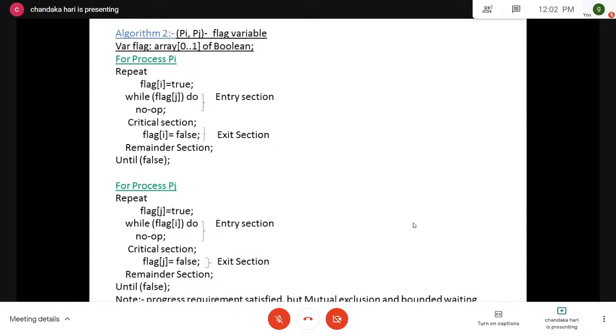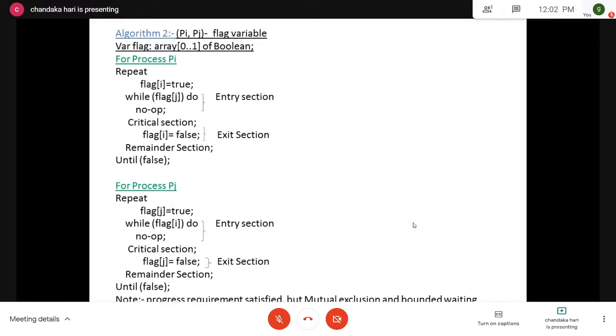Similarly, if process Pj wants to enter into the critical section, first of all, you need to set its flag true. And after that, it checks whether flag i is already set to true. If it is already set, that implies process Pi is already before you, so you need to give first priority to process Pi. That's it. Let us see how the solution has been written.